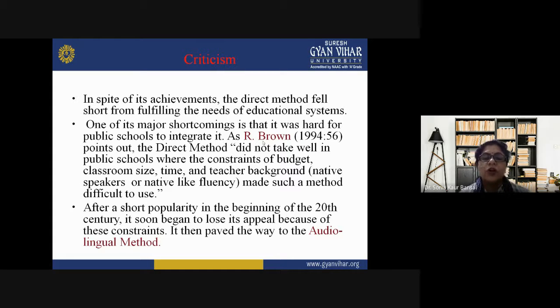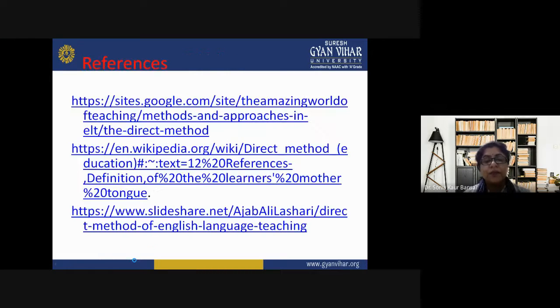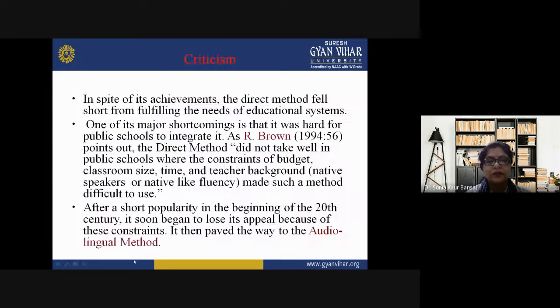So after a short popularity in the beginning of the 20th century, it soon began to lose its appeal because of these constraints. It then paved the way to the audiolingual method. So this is something that we have discussed, students. Direct method is really related to the beautiful examples that we have given.